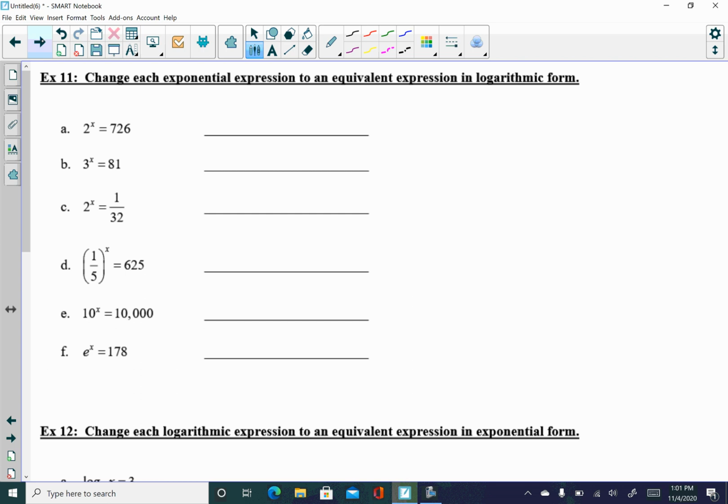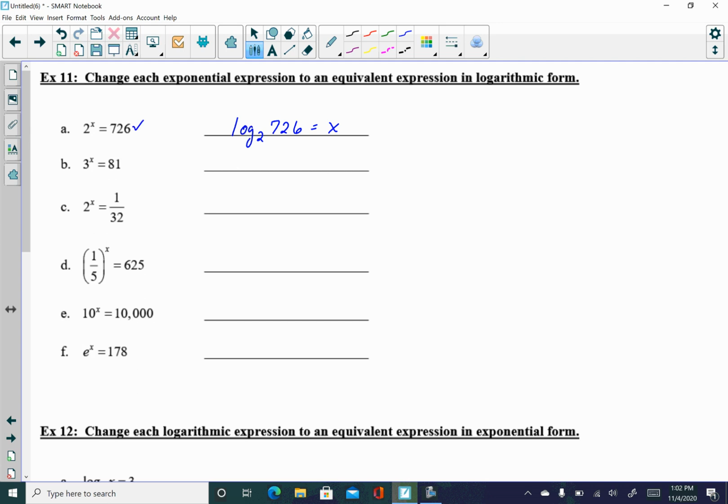So here, an example at the top of the next page: I want us to change each of these exponential expressions into an equivalent logarithmic form. If I have 2 to the x equals 726, then I want to rewrite this in logarithmic form, and this would be log base 2 of 726 equals x. And think about it now, if you wanted to undo this, base raised to the right-hand side equals the argument. 2 to the x equals 726. Sure enough, that's what we have.